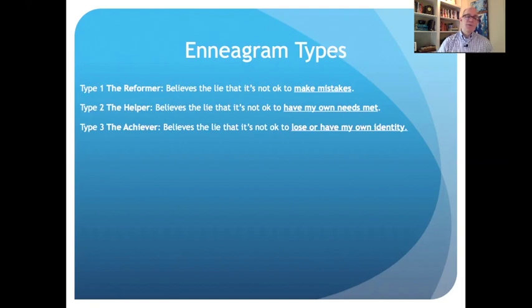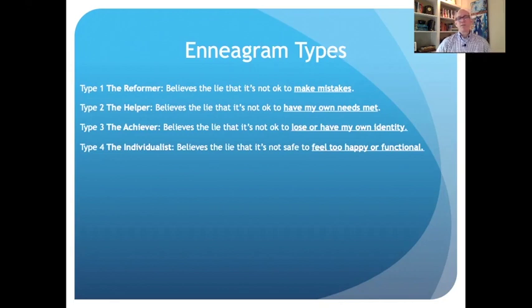If you're a type 3, the achiever. Achievers are success-oriented, pragmatic, adaptable, excelling, driven, and image conscious. They tend to believe the lie that it's not okay to lose or to have my own identity. That's something to be aware of because we're all going to lose at different times, and we should know what our identity is and where that's founded, because certainly that is a motivator for all of us. If it's not in the right place, it certainly can not work for you at times.